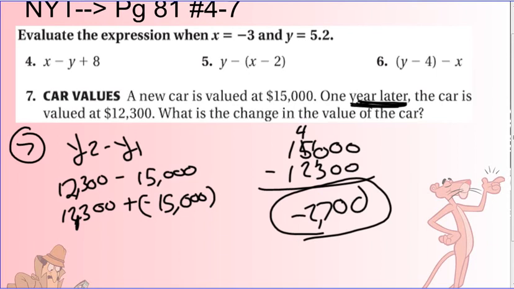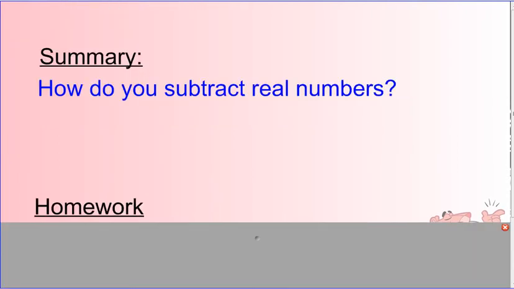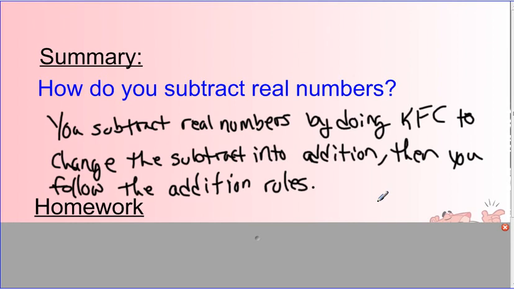And there we go. So, summary. How do you subtract real numbers? Go ahead, pause the video, write a sentence or two on your paper, and we'll get back together in just a second. Okay, so I came up with a solution, answer. It says you subtract real numbers by doing KFC to change the subtract into addition. Then you follow your addition rules. Hopefully you said something about the same.